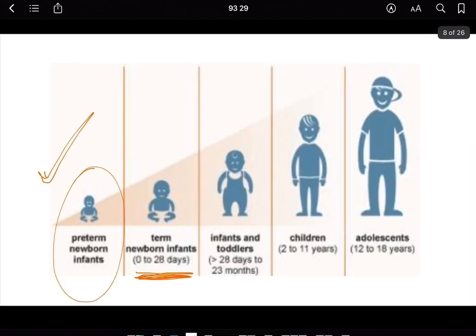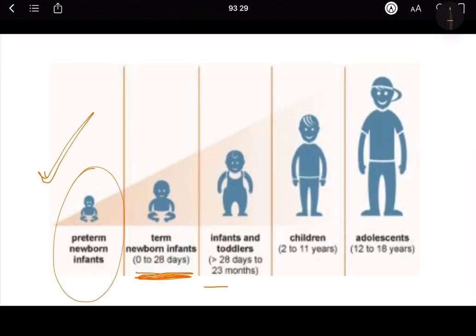Okay, so this is what we have done. Infants and toddlers we have done. Now we'll start with childhood. We start with childhood. So childhood, you can say from 2 years to 11 years or 3 years to 12 years, whatever you want to say. There'll be no clear cut thing.